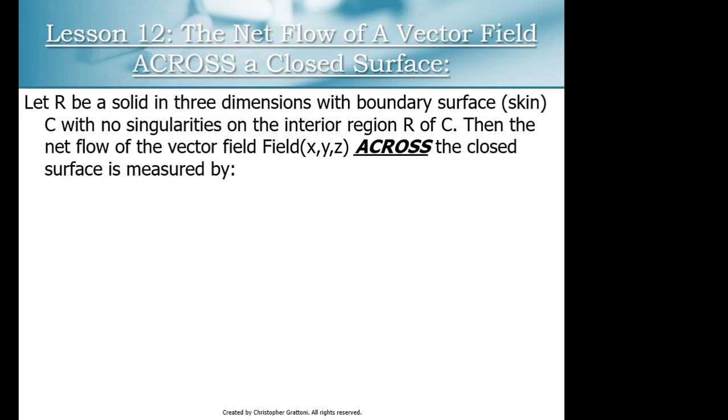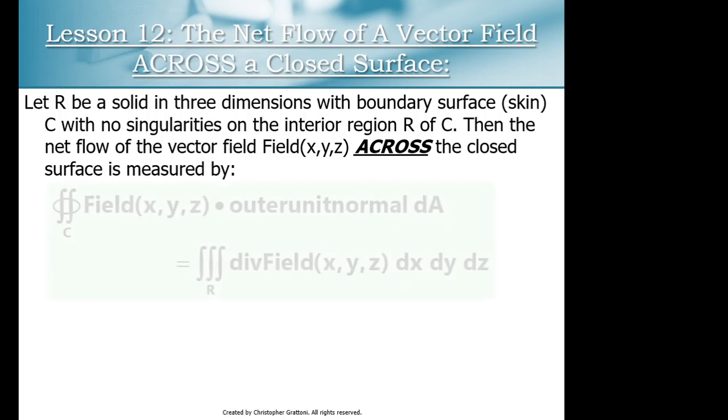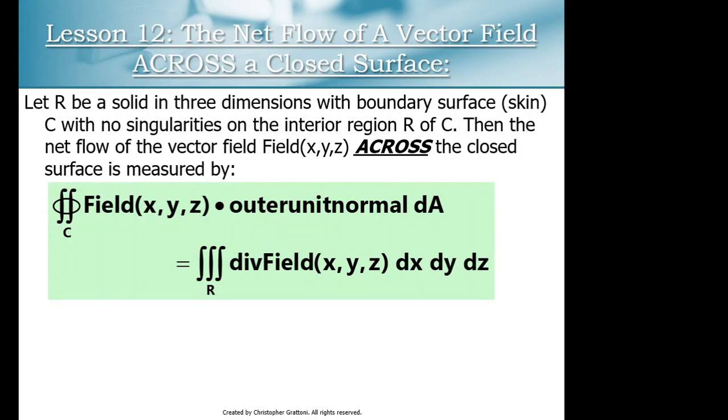Let's suppose that R is a solid region in 3 dimensions. Suppose that it has some boundary surface, C, that doesn't have any singularities on its interior. Or at least on the interior of that surface, we don't have any singularities in our vector field. Then the net flow of our vector field across our closed surface is measured by, we've got two choices here. We could either do a surface integral of field dot normal over the outer skin of that region, or we could do a triple integral of the divergence over the interior of that region.